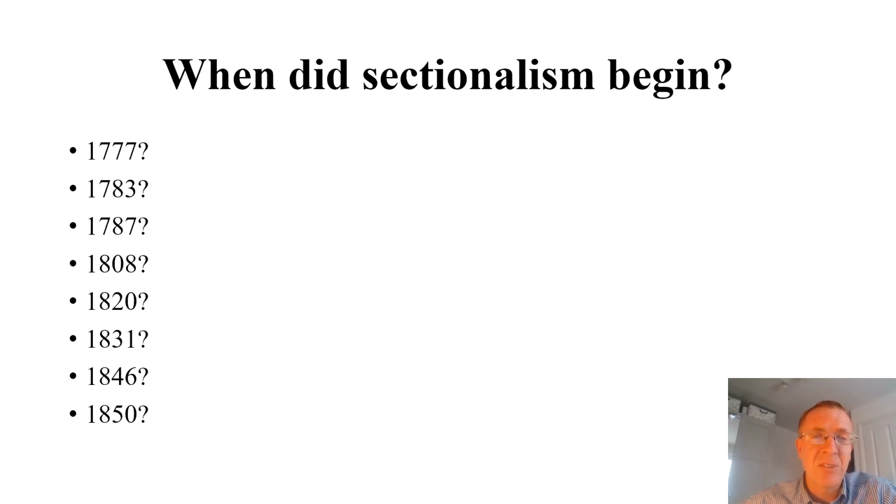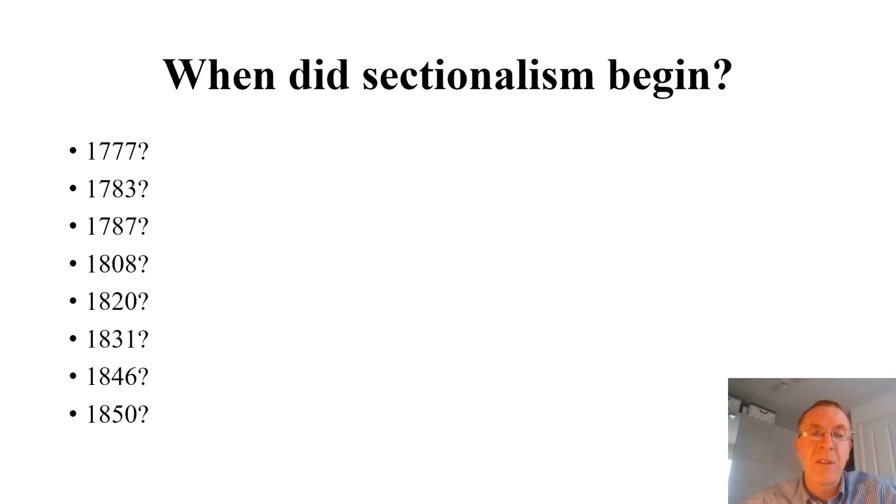1777, that's when the first state in America abolishes slavery. That was Vermont, a northern state in New England. 1783, that's when America secured its independence officially from Great Britain. 1787, the year that the Constitution is drafted.